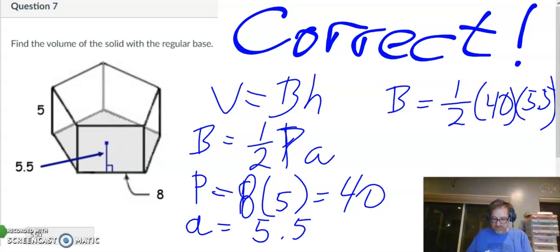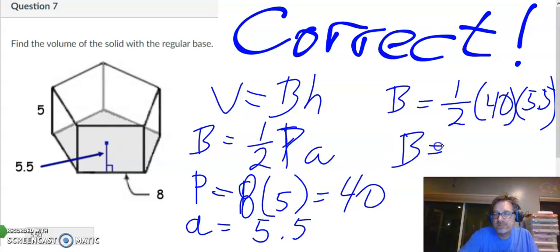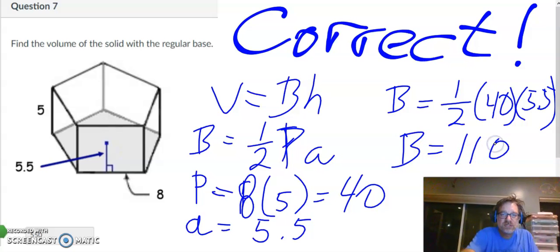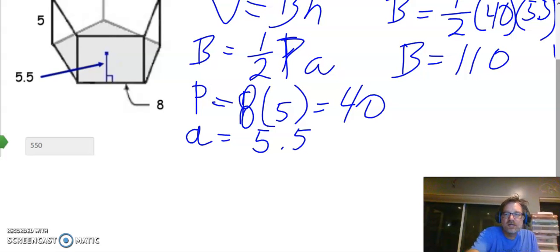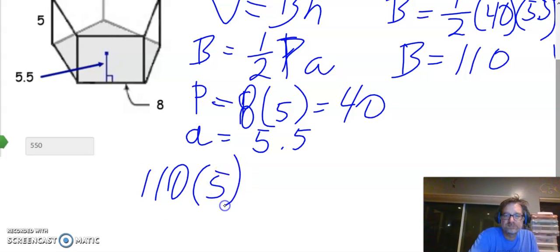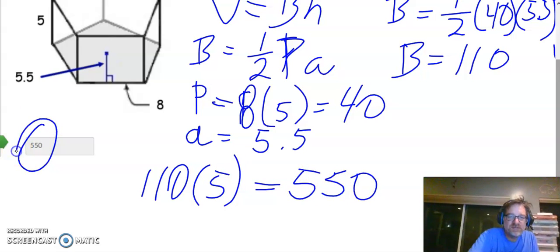So let's go ahead and do this. I'm going to do 20 times 5.5. I just did half of 40 in my head. And I find that big B is 110. So the area of the pentagon on the bottom is 110. Now we're going to multiply it by the height of the prism, which is 5. And that is how we got 550. And you got 550 right there.